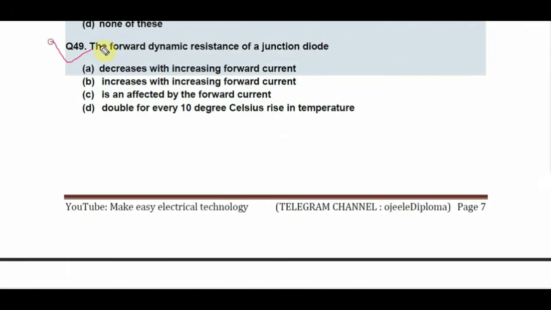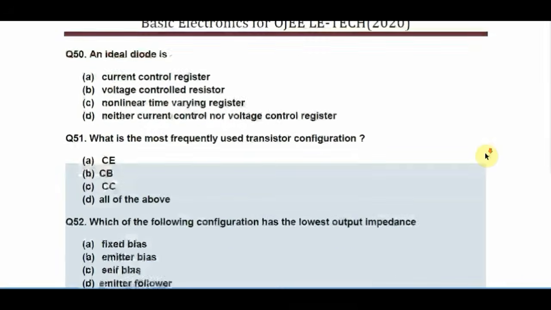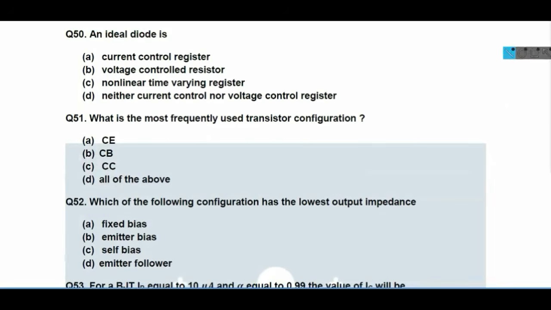In the next question, the forward dynamic resistance of a junction diode decreases with increasing forward current. In the next question, an ideal diode acts as a switch. So it is neither a current source nor a voltage control resistor. It's a switch. So option D will be the correct answer.